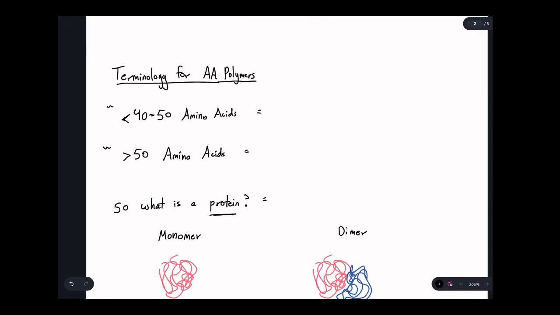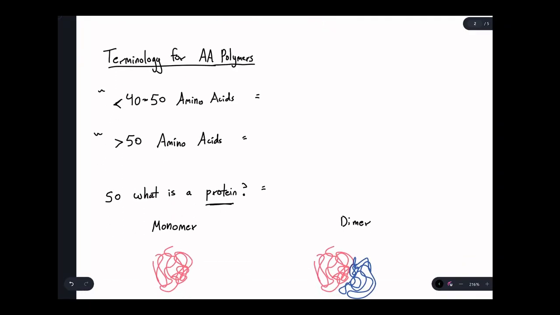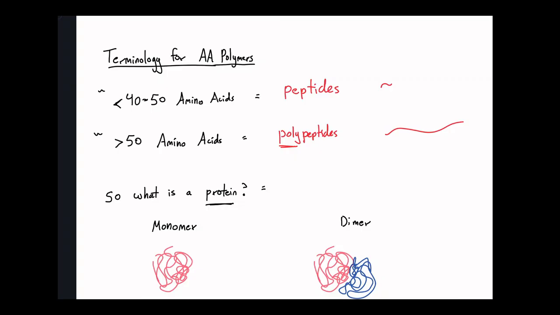Some terminology for the polymers of amino acids. If we have less than 40 to 50, and this is a round, not the best number, it's not like there's a firm number where this name changes, but generally small sequences of amino acids are called peptides. Where larger amino acid chains are called polypeptides. Poly just meaning that there's lots of them. Again, it's just a small thing versus a long thing. It's not like there's multiple peptides within a polypeptide. But at the end of the day, if it's a big, long protein, we use the term polypeptide. What makes it a protein? It's when a polypeptide has function.